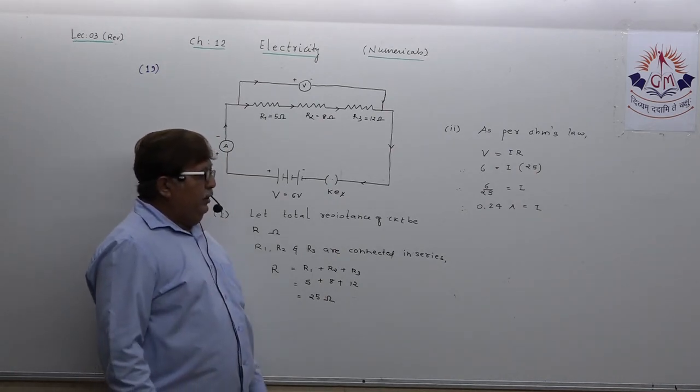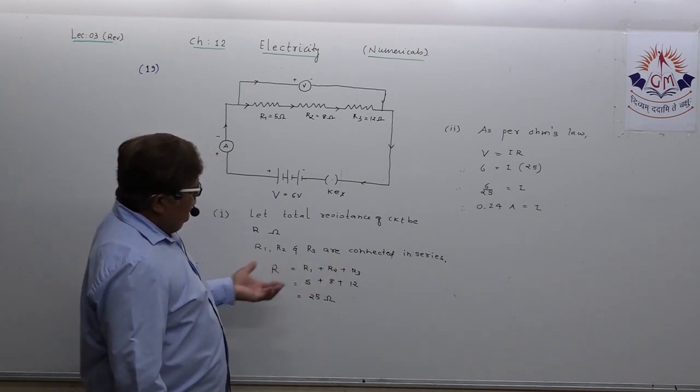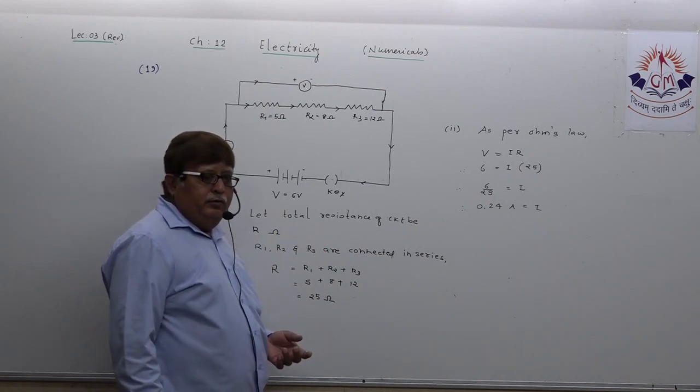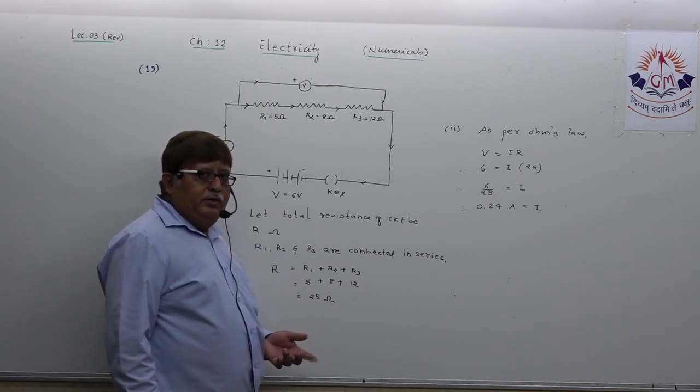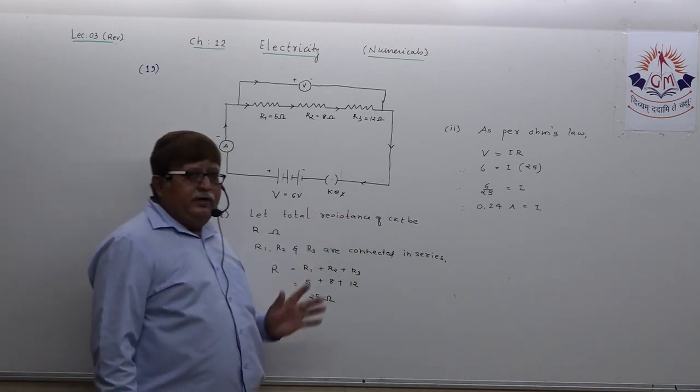So you got the current flowing in the circuit, understand, as 0.24 ampere. In exam, what you need to do here, I am not insisting you to write the statement, but in exam, please develop a practice of writing the complete statement. At the end, what you will write?